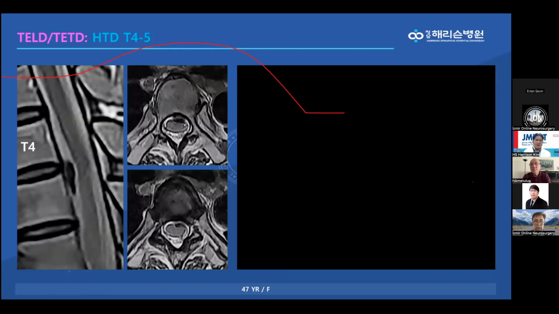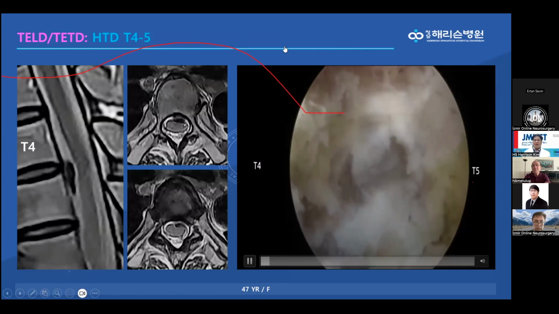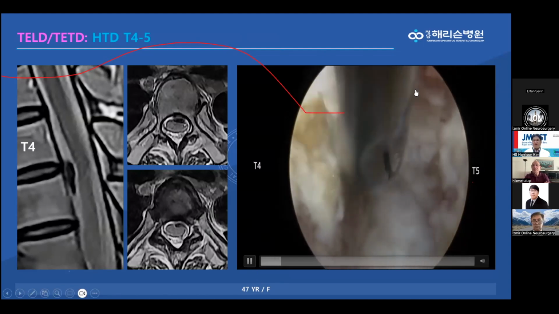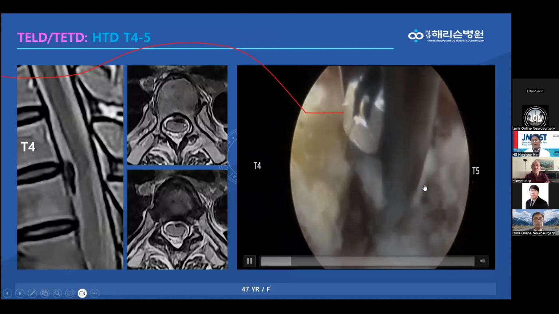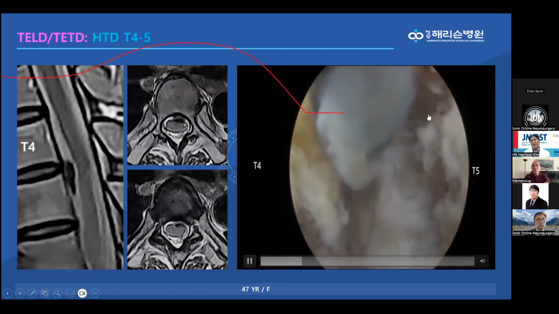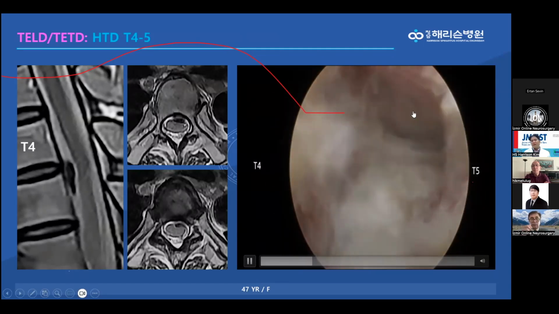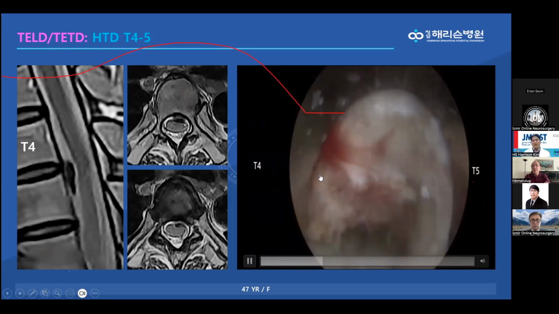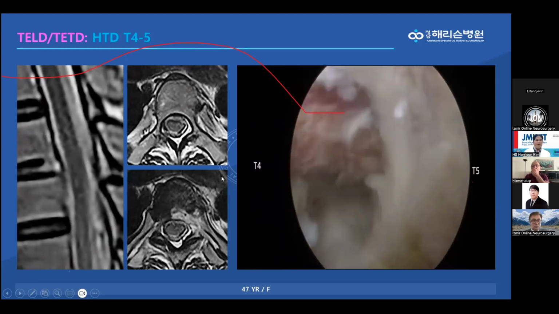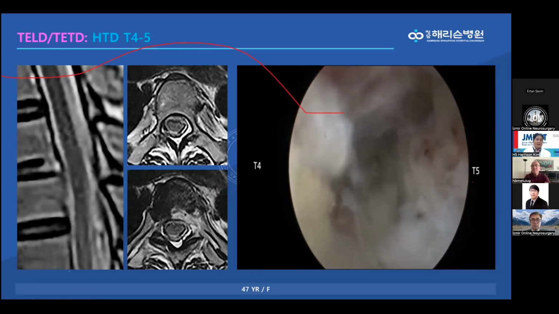I already mentioned that I do not insert the working channel into the disc space, only docking at the facet area, and after drilling, expose the Kambin triangle, then mobilize the working channel to the target point. Then you can see like this, after drilling of the facet and drilling of the disc area, you can see the target point here. Then finally, you can see the free epidural space. And after the operation, you can see the pathology removed successfully.